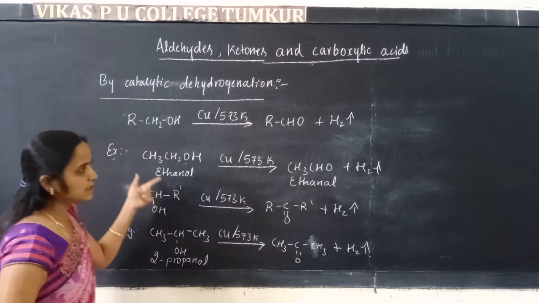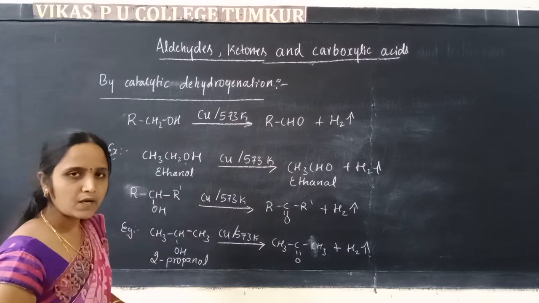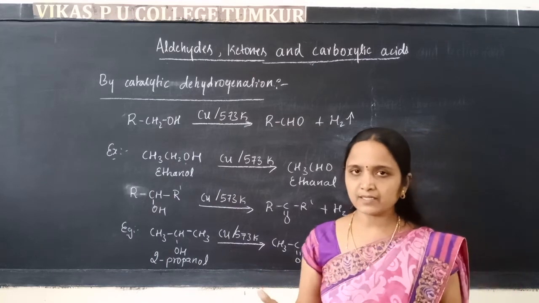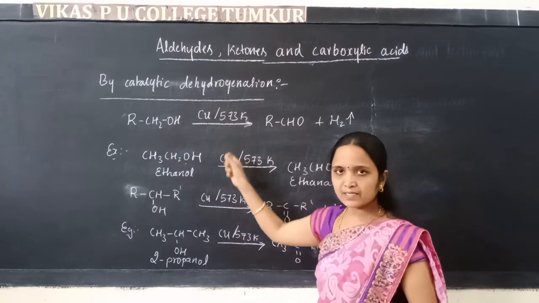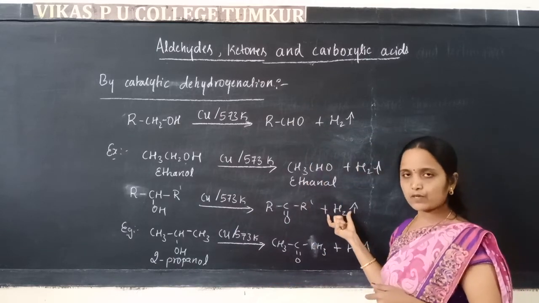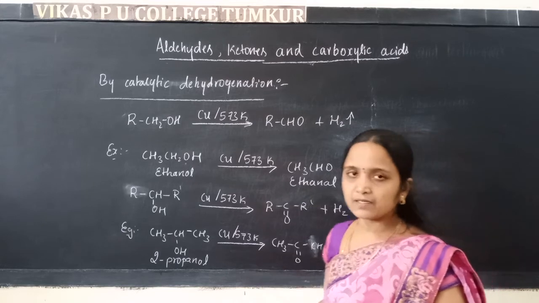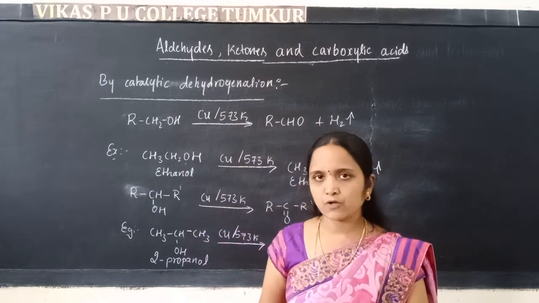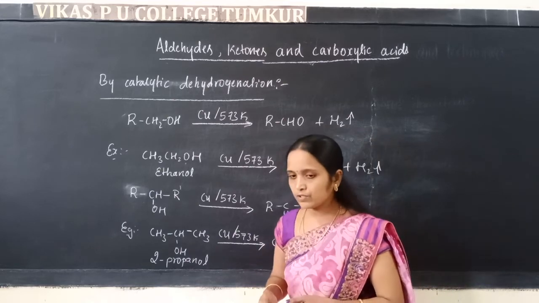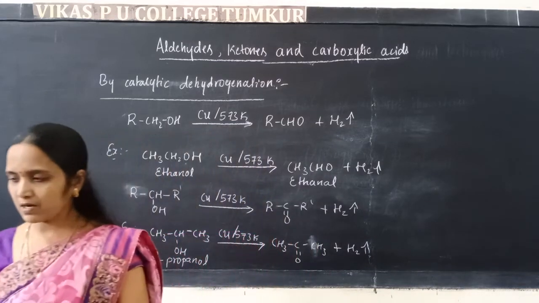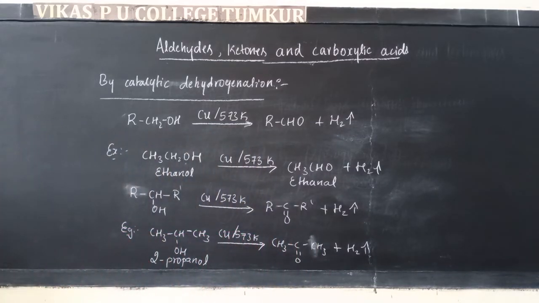That is the preparation of aldehydes and ketones by catalytic dehydrogenation. Catalytic means we are using a catalyst, copper. Here dehydrogenation means hydrogen is being removed. For that reason we call this method catalytic dehydrogenation. Next, we are going to prepare aldehydes and ketones from alkynes.